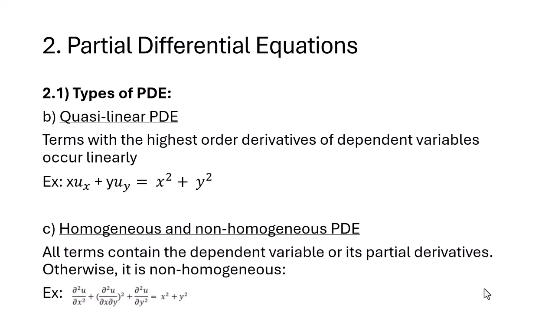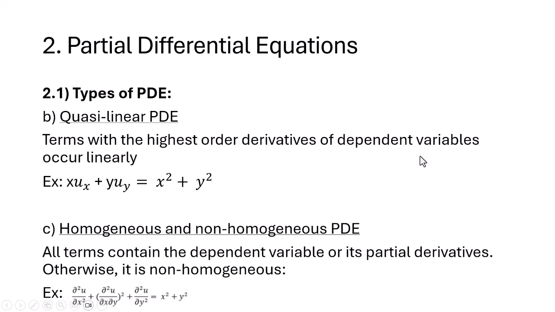And then there is the quasi-linear partial differential equation, in which the terms with the highest order derivatives of dependent variables occur linearly. For example, we have x times partial derivative of u with respect to x plus y times partial derivative of u with respect to y is equal to x squared plus y squared. We can see that the partial derivatives here, u with respect to x and u with respect to y, occur linearly because x and y here are the coefficients.